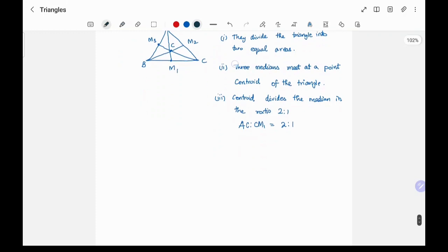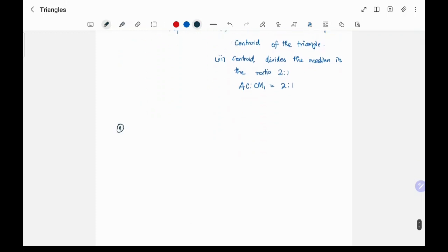So the next term is the height, which we already saw. It is also called the altitude of the triangle.